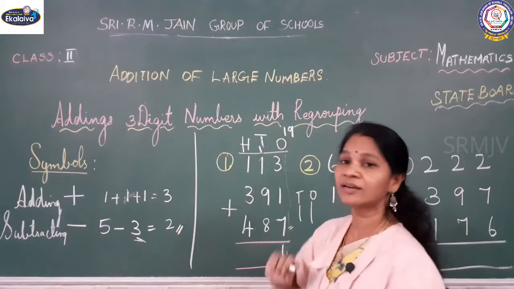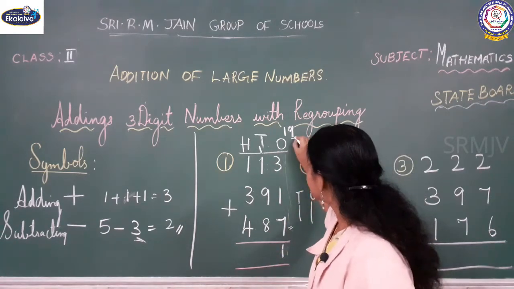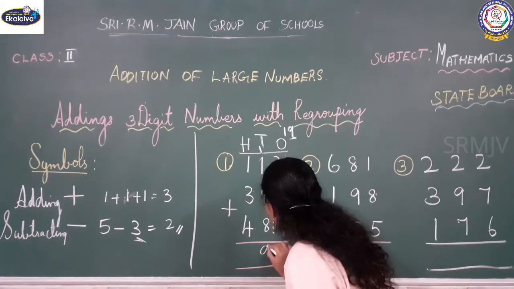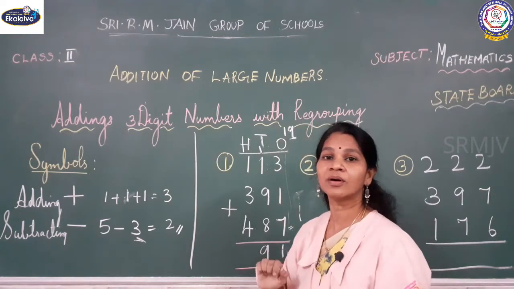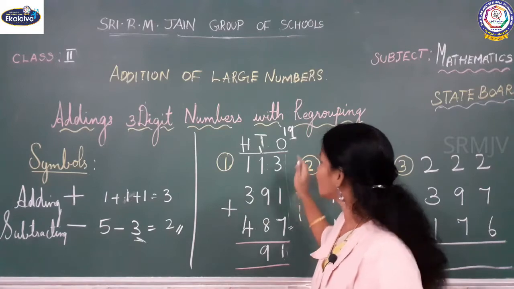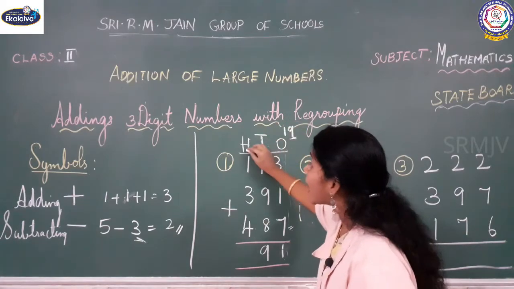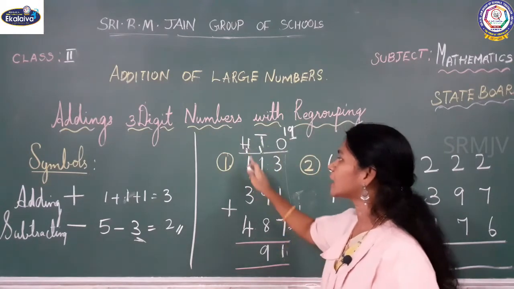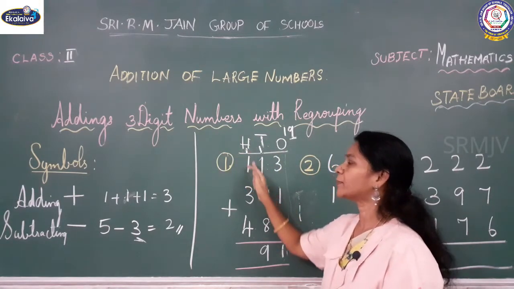This 1 or 9? Yes, this 9. We have to write this 9 here. And where will this 1 go? No, we have to write this 1 in the hundreds place. In the hundreds place. Again, we have to add 1 plus 1.